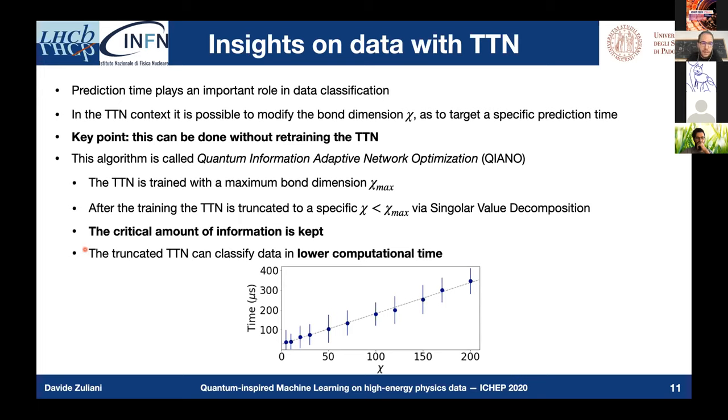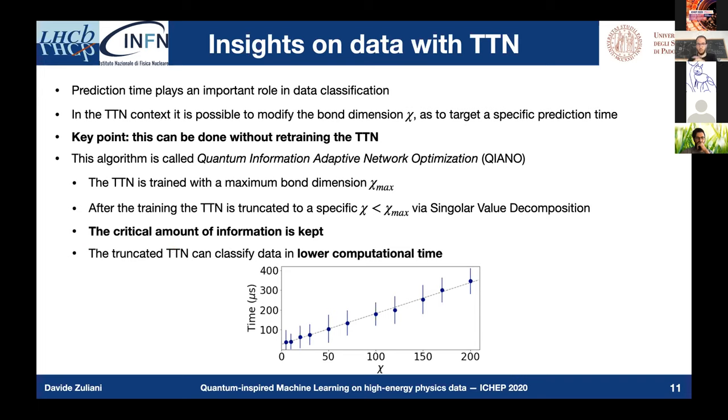And here, the key point is that we can have better prediction time, better performance in timing, by truncating the tensor network without retraining it. So this algorithm, which is called the quantum information adaptive network optimization, allows you to train the tensor network to a maximum bond dimension that you choose. After the training, you can truncate the tensor network by simply lowering the bond dimension.